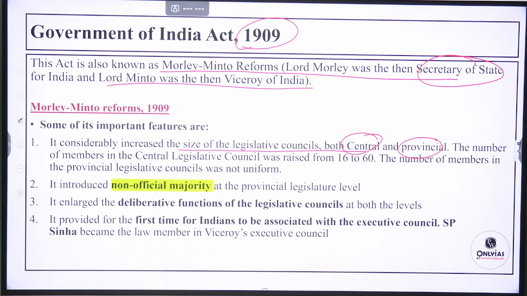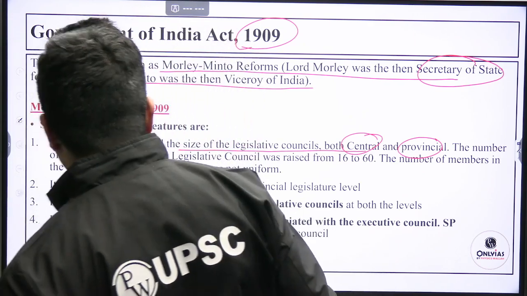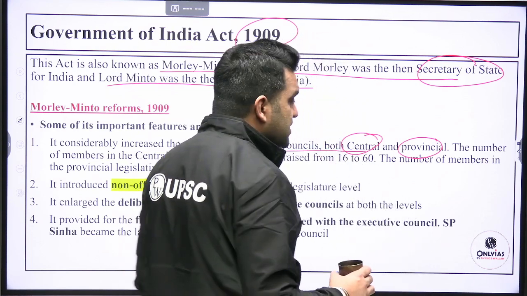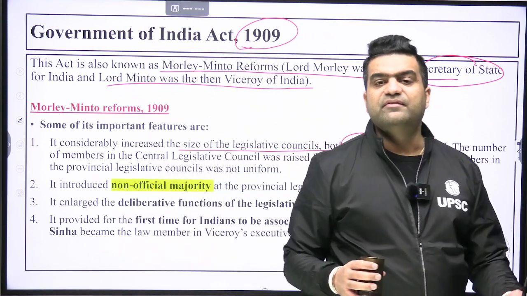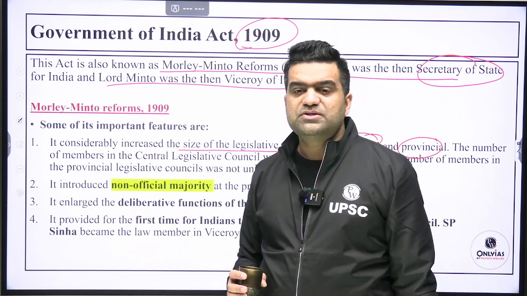Okay, so you see here, it enlarged the deliberative functions. Now, earlier, after the passage of the 1861 Act, we were saying that the members were not having effective discussion. Discussions were not even happening as the non-official members were not required.